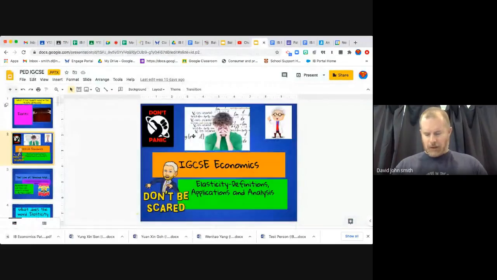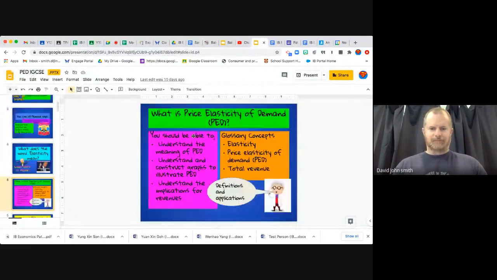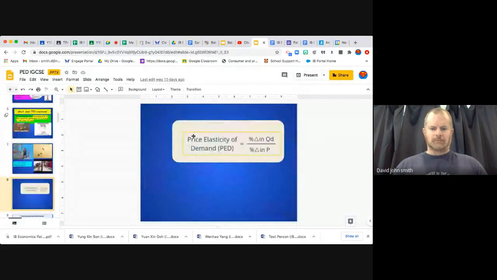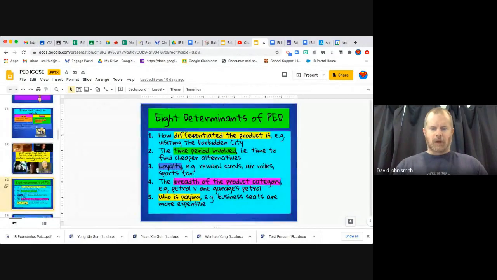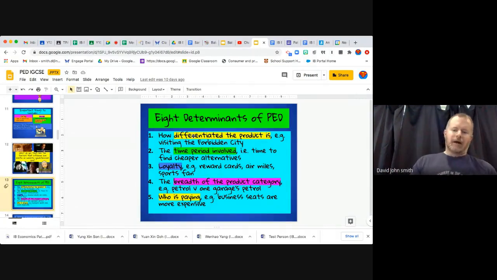Right, PED, let's have a look. We had 8 determinants of PED. That's where we left off. We talked about how, just as a quick review, if a product was unique, if there was something very special about a particular good or a service, then that would make it more inelastic because there's one of a kind. We have to have this.